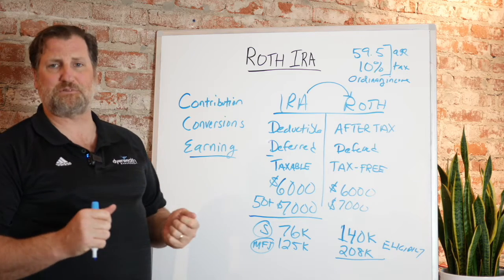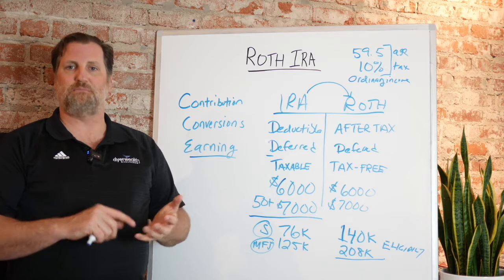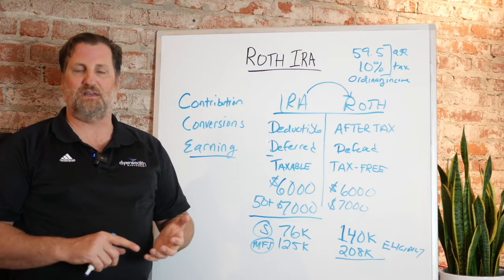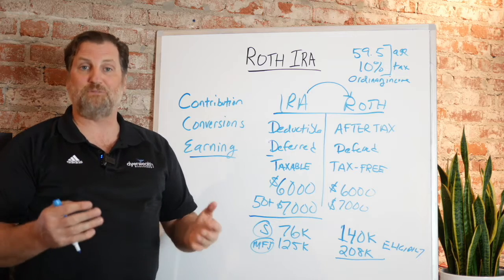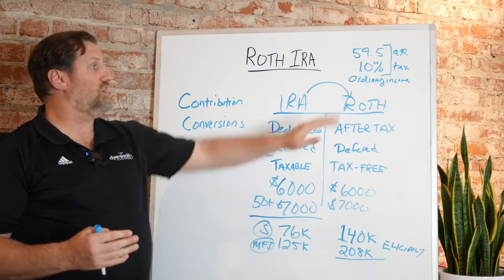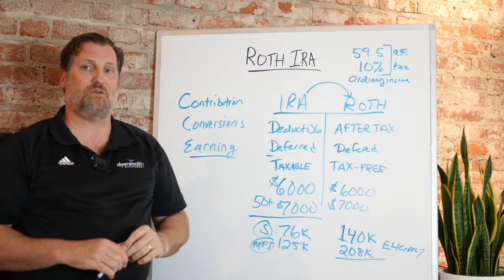There are a few exceptions to these rules. Some medical related, death, disability. There's one in there if you're a first-time home buyer, you can take up to $10,000 early without that 10% penalty, but you're still going to have to pay ordinary income tax on it.